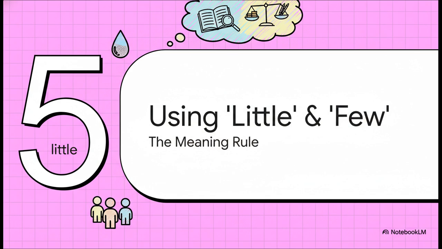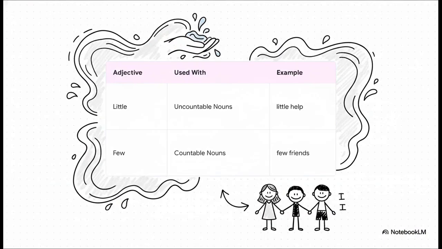All right, our last pair for today, little and few. Now these also follow the same noun rule, but they add an important layer of meaning that you need to be careful about. So again, we see the exact same pattern. Little is for uncountables like help, and few is for countables like friends. The rule of countable versus uncountable is always there to help us.